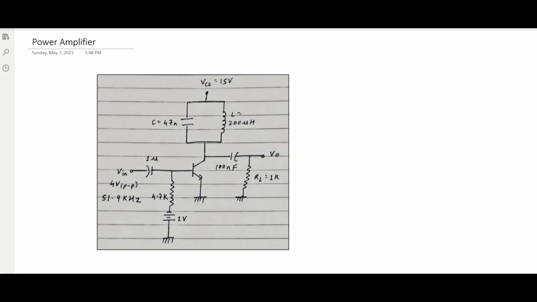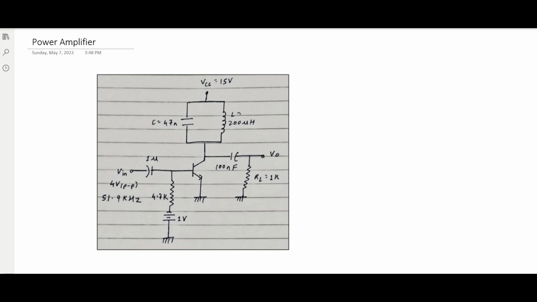This is the circuit of Class C Power Amplifier which we will be implementing on MultiSim. The tank circuit is used to remove the distortion and get sustained oscillations. We have to remember that we get sustained oscillations only at resonance frequency, which is 51.9 kHz.